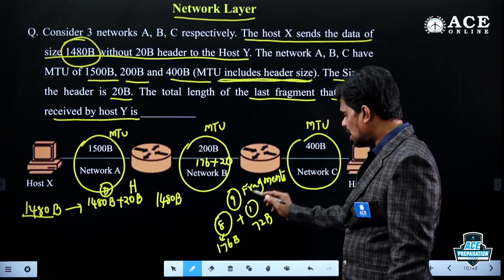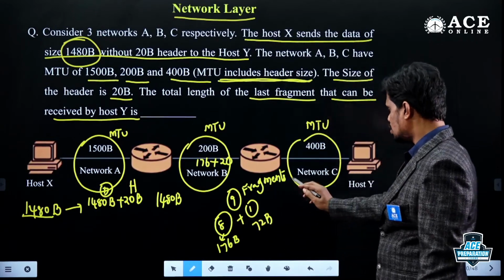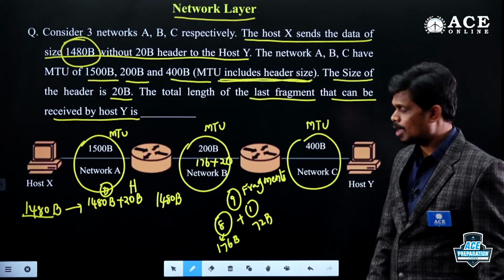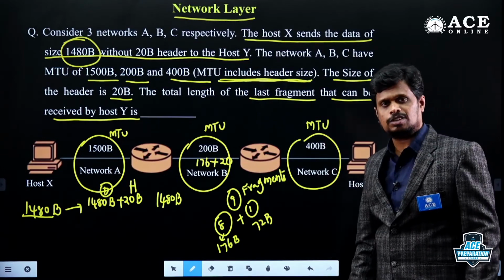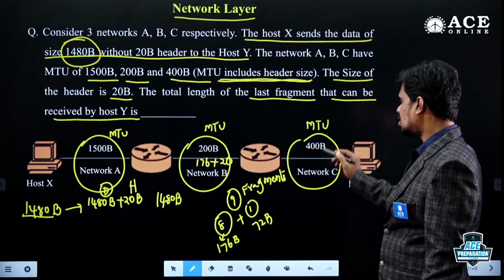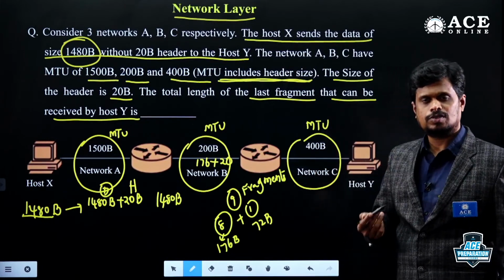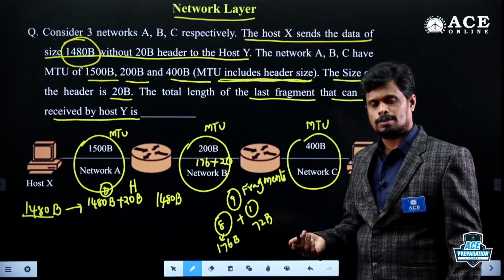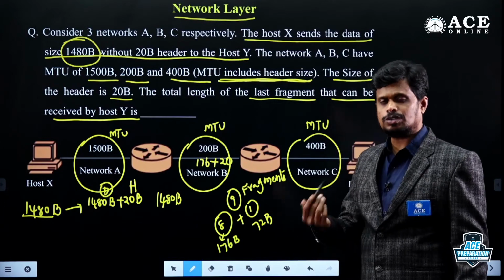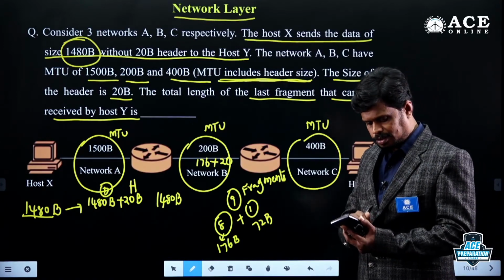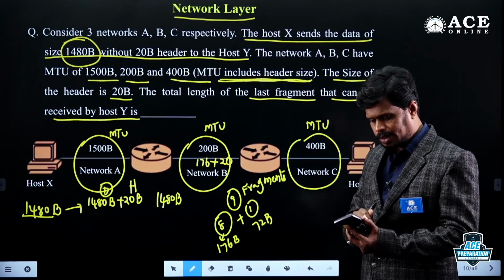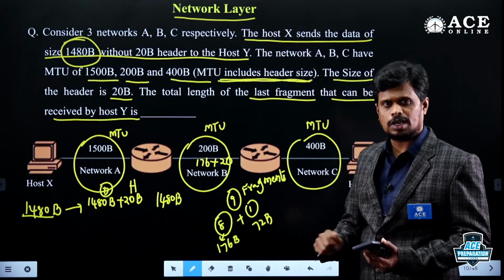So now these 9 fragments are being transferred to network C. Network C is having 400 bytes of MTU. How can I split this? 380 plus 20. But is 380 divisible by 8? If you verify, no, it is not divisible by 8.